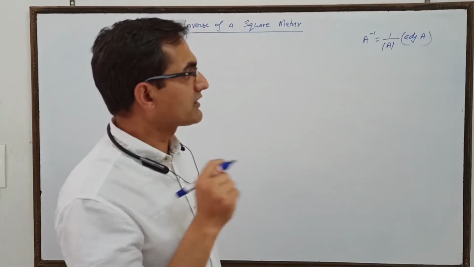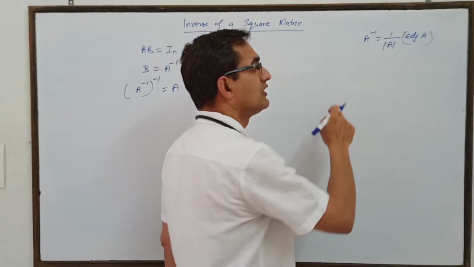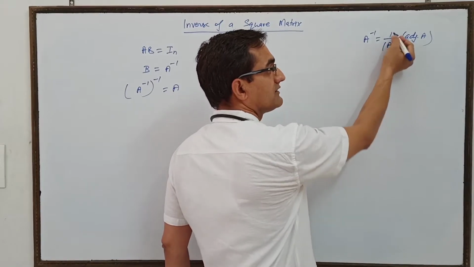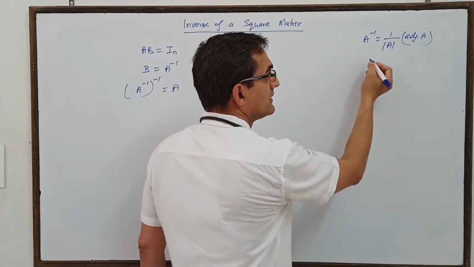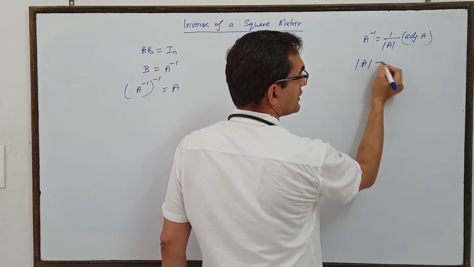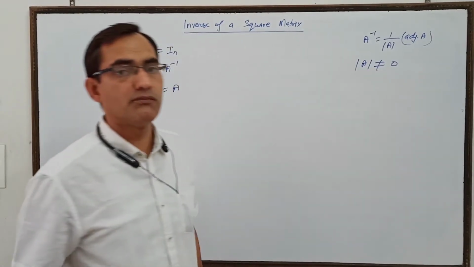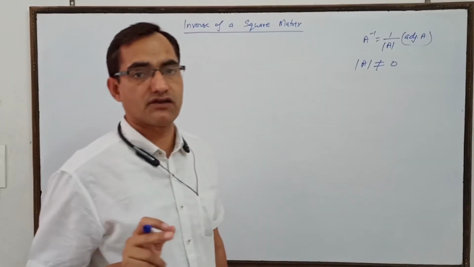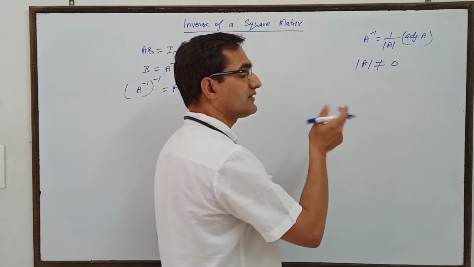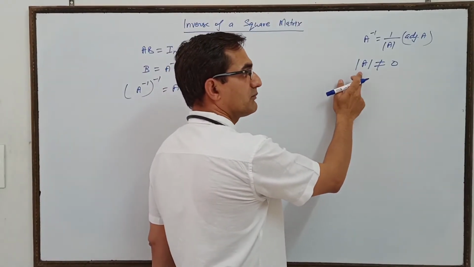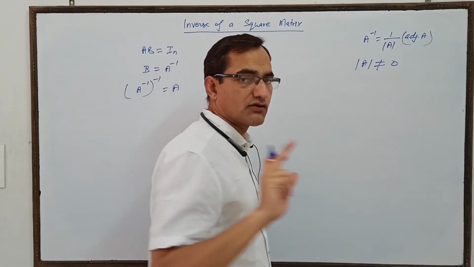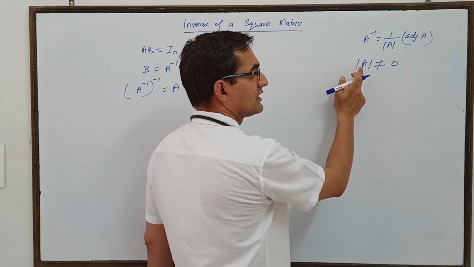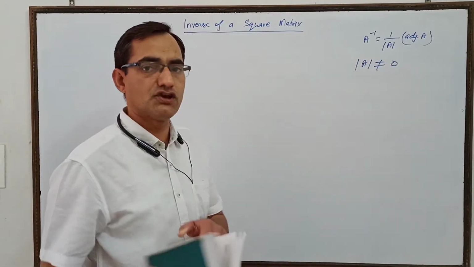By this formula, what is the necessary and sufficient condition to get the inverse of a matrix? The formula has 1 by determinant of A, which means determinant of A should not be equal to 0. So you can find the inverse of only a non-singular matrix. If the matrix is singular, meaning its determinant is equal to 0, then you cannot find the inverse. The necessary and sufficient condition is that its determinant should not be equal to 0.